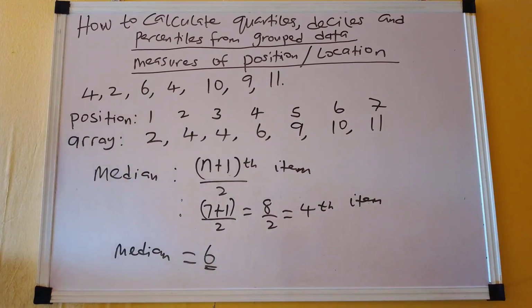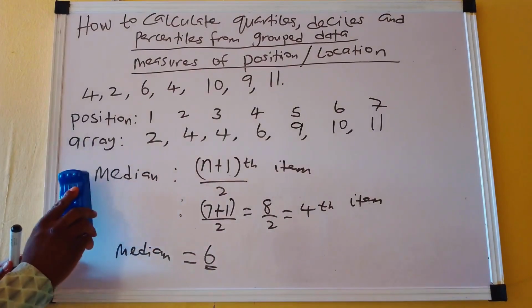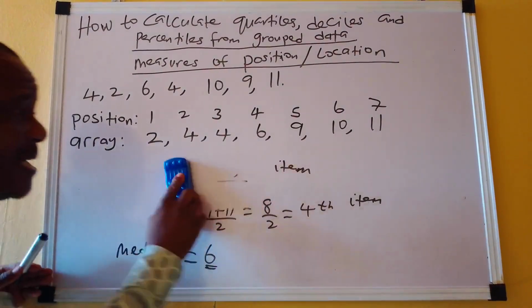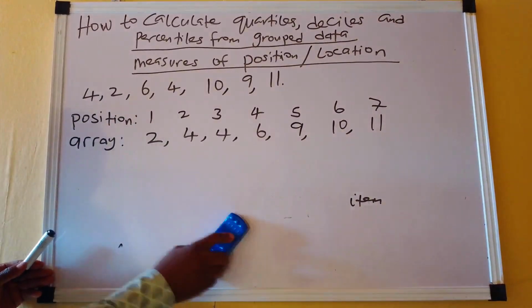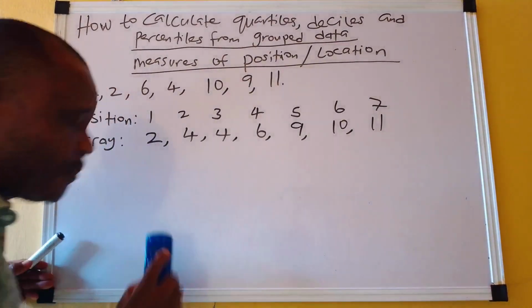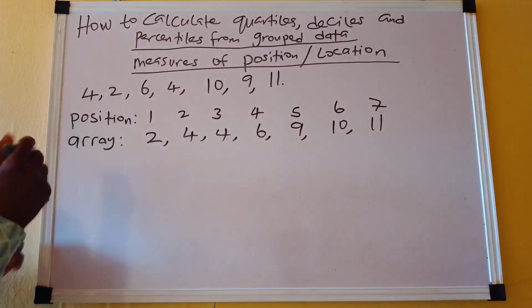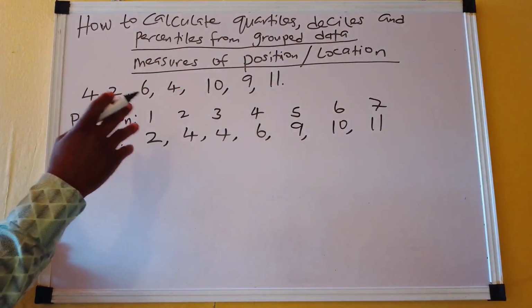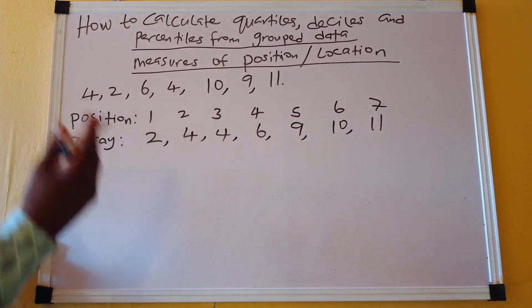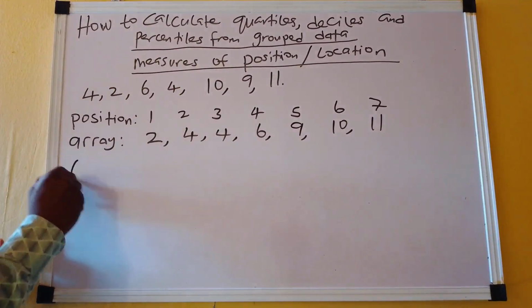Now I want to go into quartiles. I started with the median so that you can get it clearly. There are 3 quartiles, 3 measures of position, or you can call them measures of location. Now the quartiles.